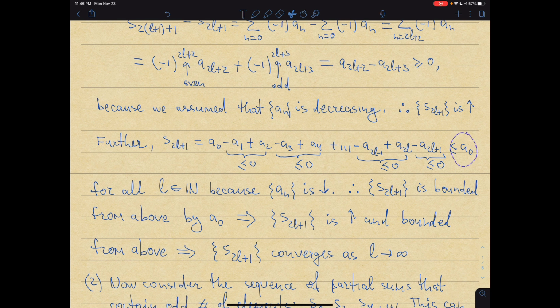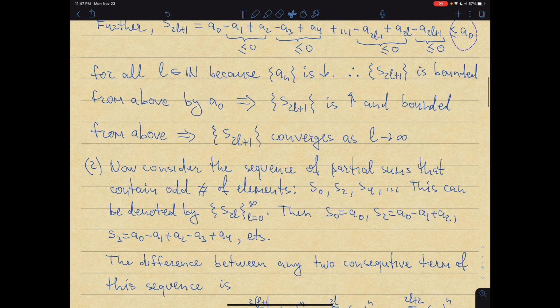So that means that the subsequence with odd indices of S_k, of a sequence of partial sums, this subsequence converges as l goes to infinity. So now let's look at the sequence of even partial sums that contain an odd number of terms, again, because we're starting from 0. For example, S0 will have only one element. S2 will have 3 elements, right, because it's a0 minus a1 plus a2. So the series that contains an odd number of elements can be denoted by S_{2l}, right, because we have to pick off even indices.